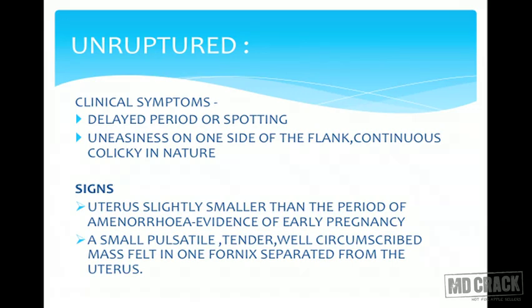How will unruptured ectopic present? The symptoms will not be that shocking. Usually she'll give history of delayed period, maybe some spotting, uneasiness on one side or on the flank, and continuous colicky pain. Signs: the uterus is slightly smaller than the period of amenorrhea because it's not growing inside the uterus. A small pulsatile, tender, well circumscribed mass will be felt in one fornix, separate from the uterus. So this is a pregnancy which is growing in some other site than the uterus, but yet the site is not ruptured.